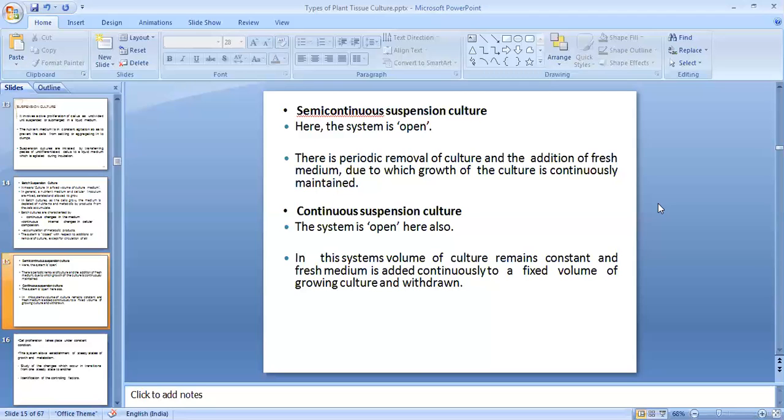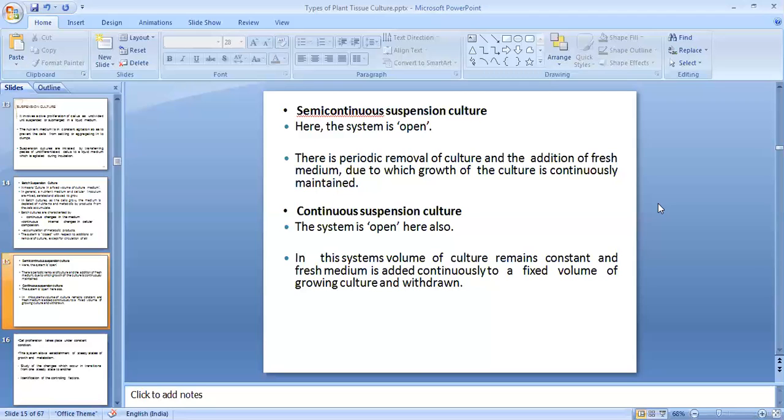Whereas in case of your batch culture, you are adding a fixed volume of culture media, and you are inoculating, allowing the specified time period for growth or the production of secondary metabolites. Once it is over, you are stopping the process and collecting the grown-up cells or the secondary metabolites, whatever has been produced, and fresh culture media is added in case of the batch culture.